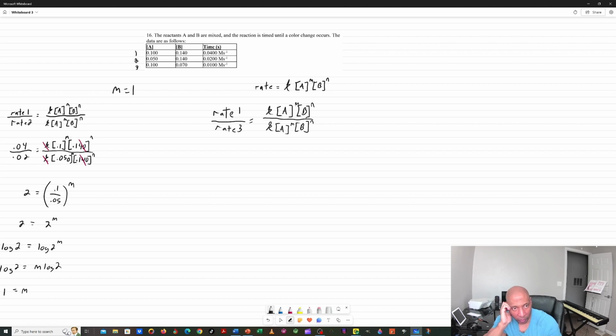Okay, so I'm going to say rate 1 was 0.040. Rate 3 was 0.010. Well, there's another 0 right there, isn't it? Okay, it's going to equal K times my A concentration for rate 1, which was 0.100 to the m power, times B, which is 0.140 raised to the n power.